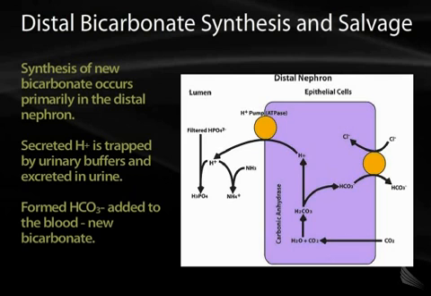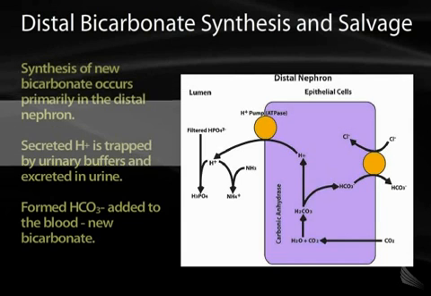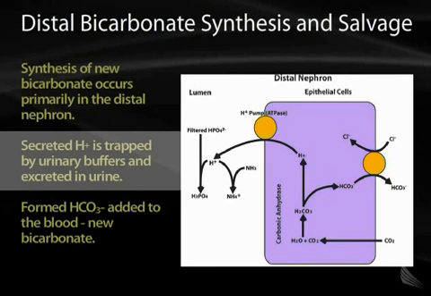In the distal tubule, the reabsorption of bicarbonate is different. Synthesis of new bicarbonate occurs primarily in the distal nephron. At this point, most, if not all, of the filtered bicarbonate has been reabsorbed. However, there are other buffers present, specifically mono and dibasic phosphate, that can serve to trap hydrogen that is secreted through channels such as the hydrogen ATPase present on the alpha intercalated cell of the collecting duct. Once again, recall that anytime a hydrogen is secreted, bicarbonate is reabsorbed.